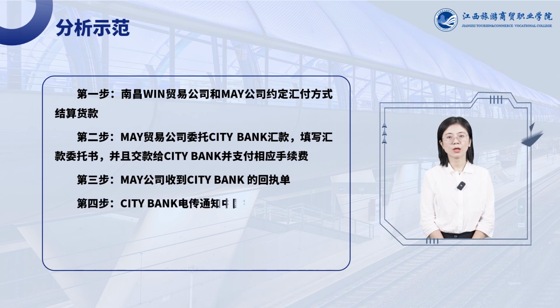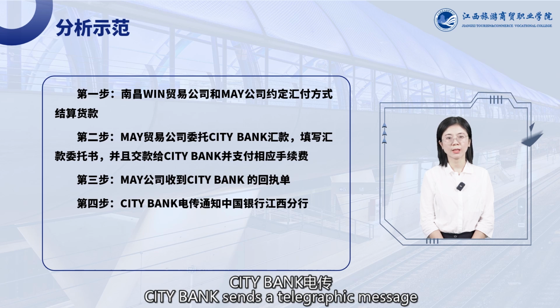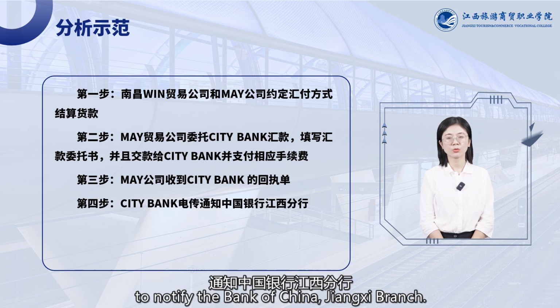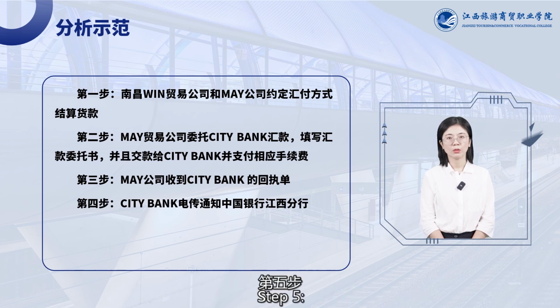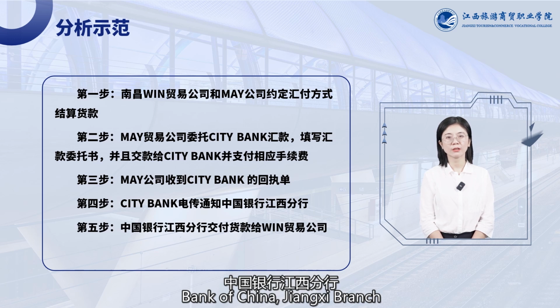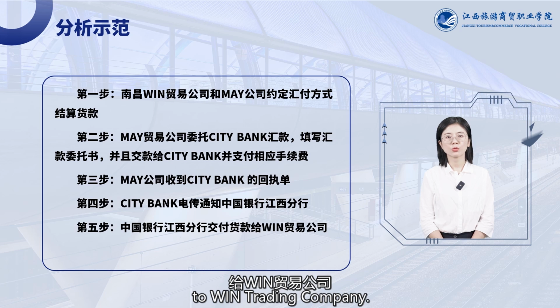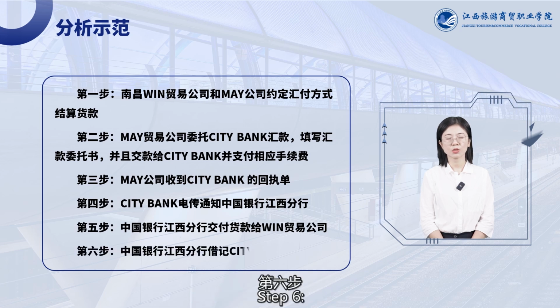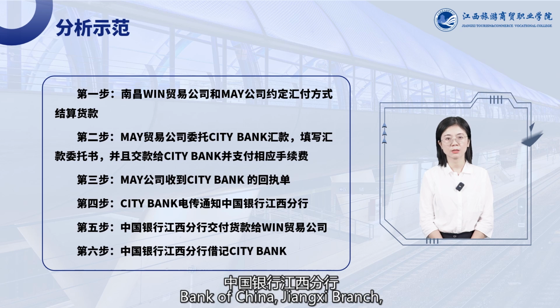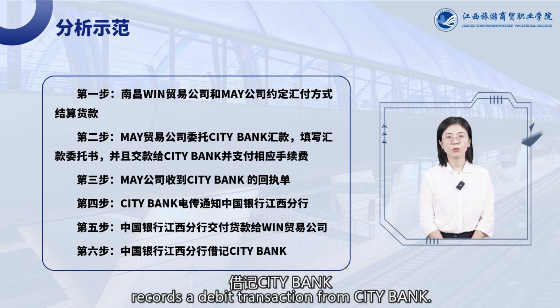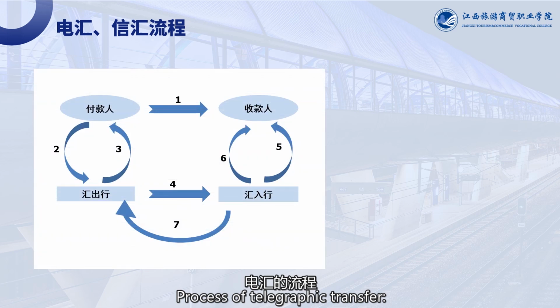Step 4. Citibank sends a telegraphic message to notify the Bank of China, Jiangxi branch. Step 5. Bank of China, Jiangxi branch disburses the payment for goods to Wing Trading Company. Step 6. Bank of China, Jiangxi branch records a debit transaction from Citibank. Process of telegraphic transfer.